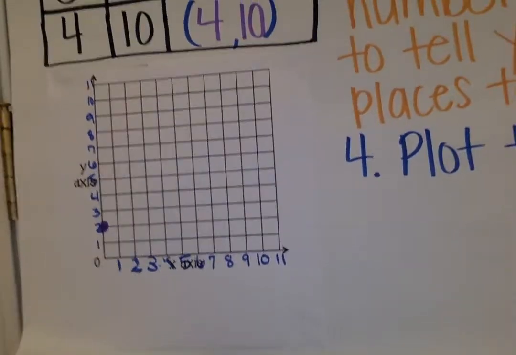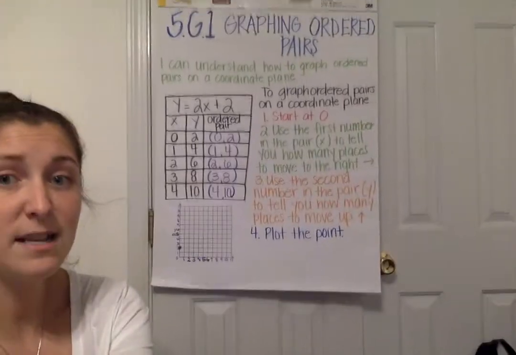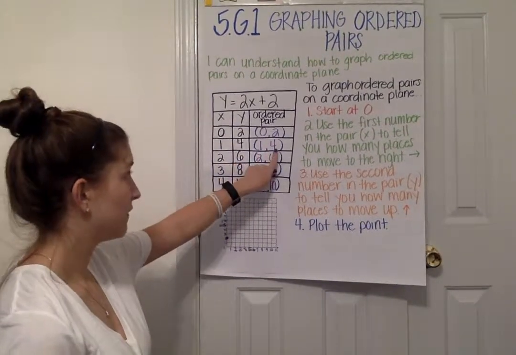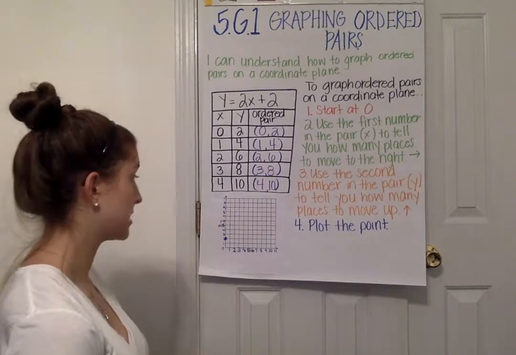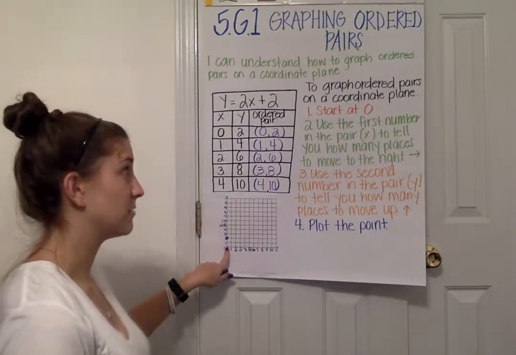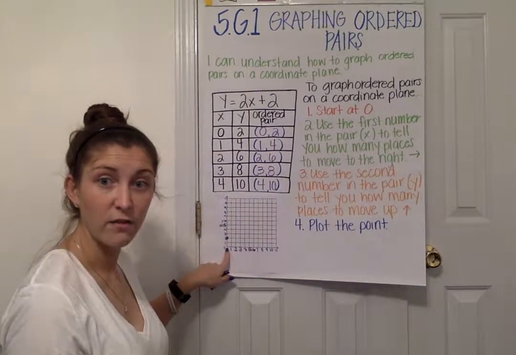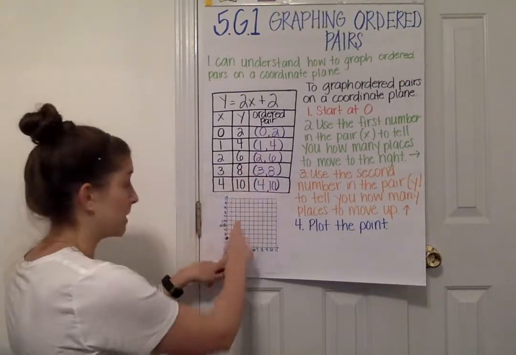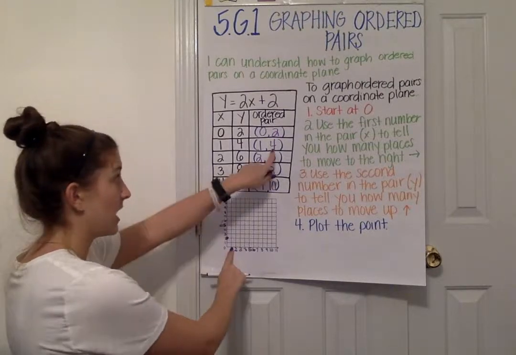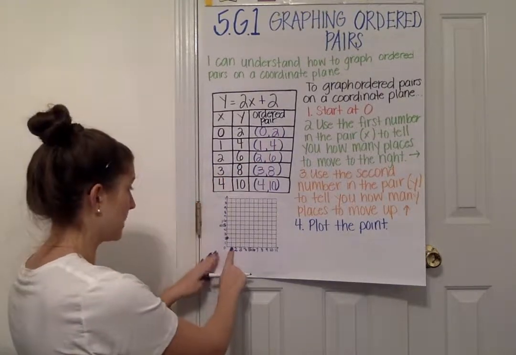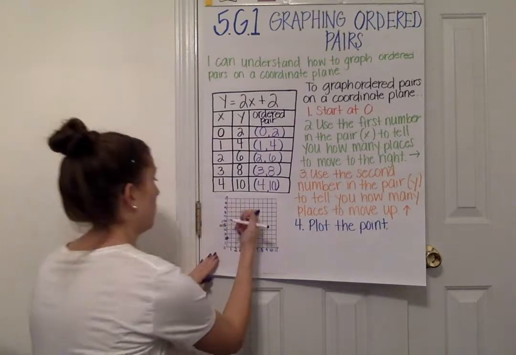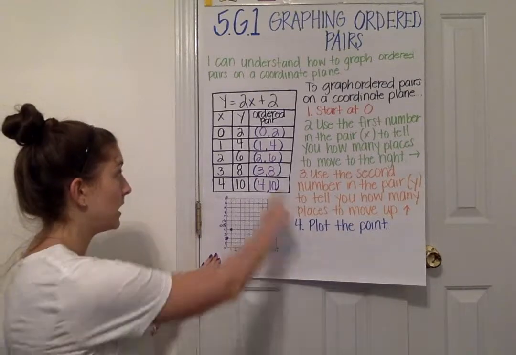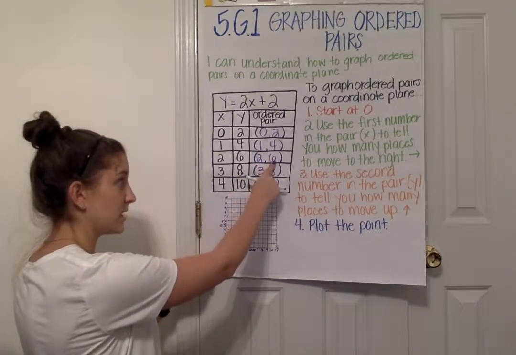Now, my next ordered pair, I'm going to look. It is 1, 4. I'm going to follow the same set of instructions again. I'm going to start right here at 0. I'm going to move to the right first, however many times my x tells me to. On this one, my x tells me to move 1 place to the right, and it tells me to move up 4 places. 1, 2, 3, 4. Plot my point.